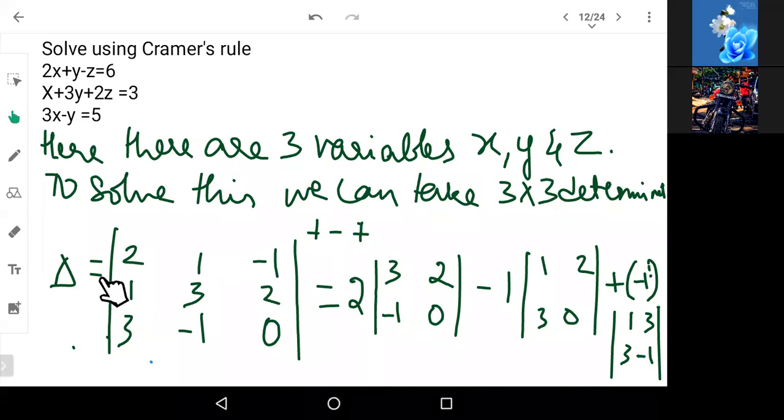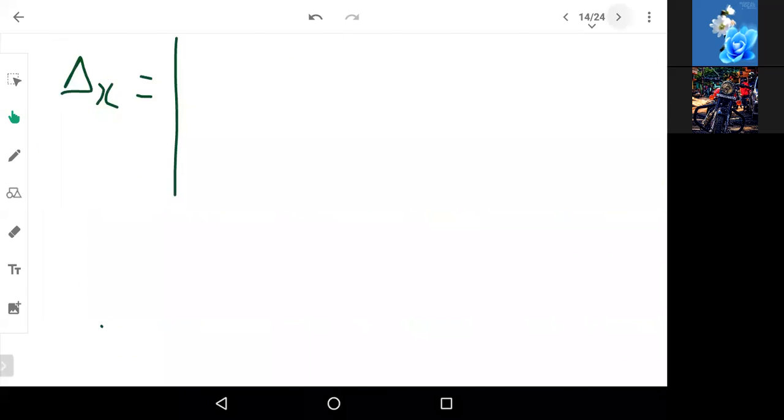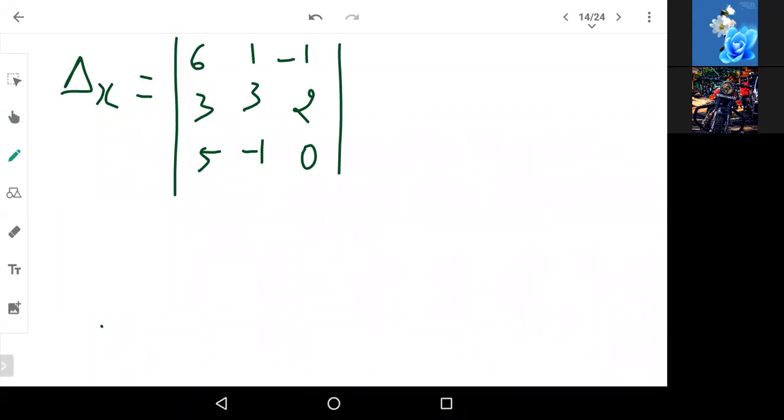Okay. So first let us find out delta x. The values will be 6, 3, 5 and then we have 1, 3, minus 1 and minus 1, 2, 0. Correct. Very good. Everybody is right. Now start solving.